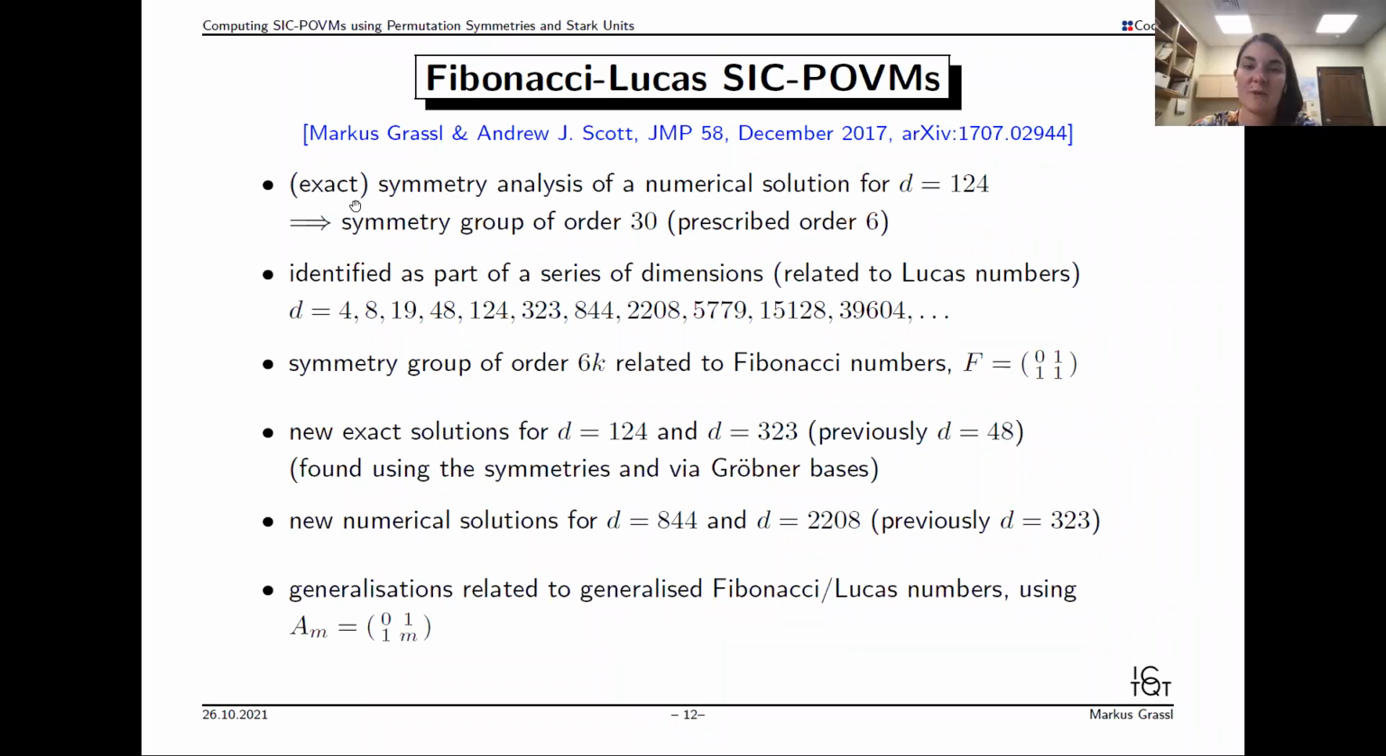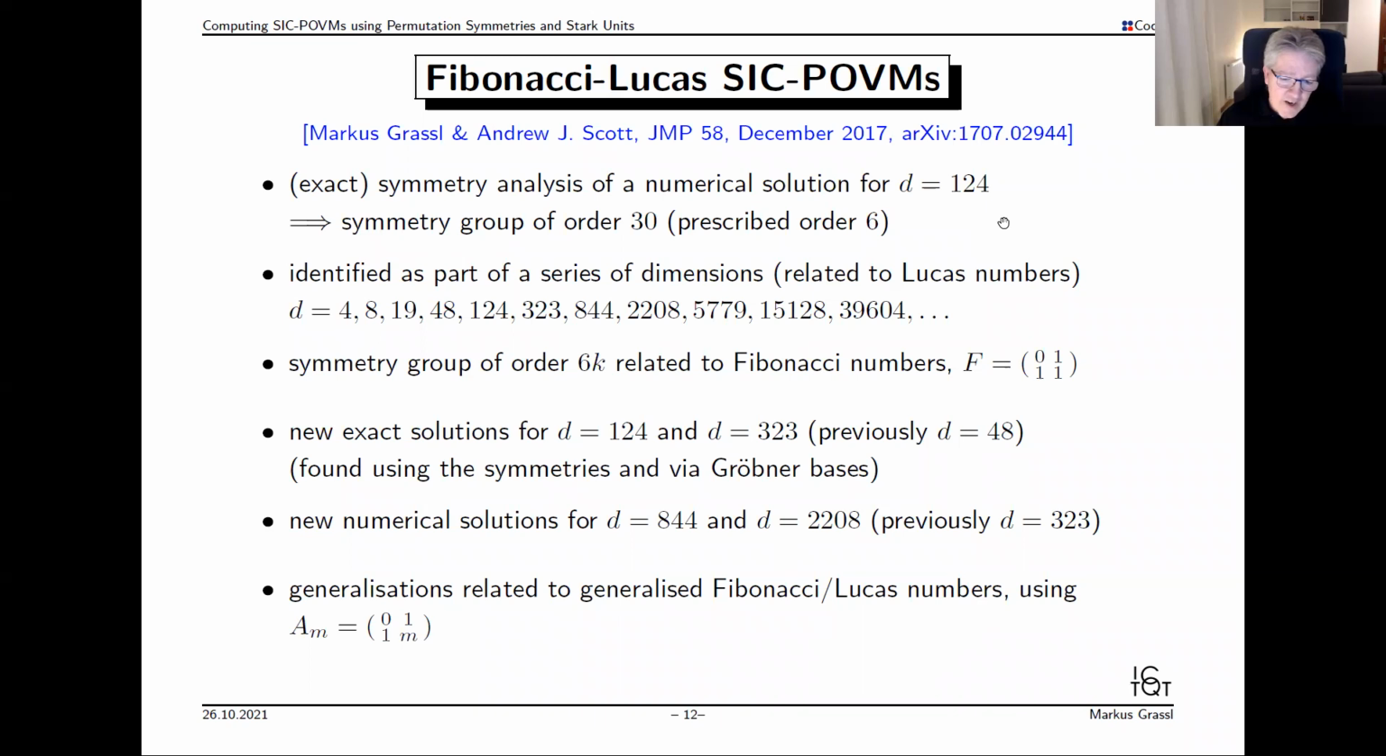Sorry, Markus, what is the difference between, you say, symmetry group of order 30, the prescribed order 6? What is the distinction then between the order and the prescribed order? So the prescribed order, that was the projection operator we had in our gradient function. And we are just projecting onto an eigenspace of an order 6 symmetry.